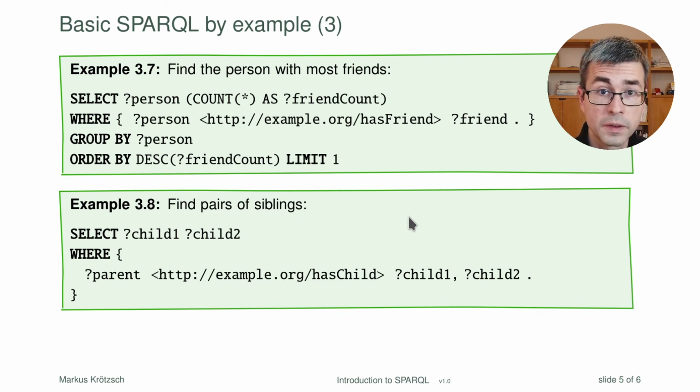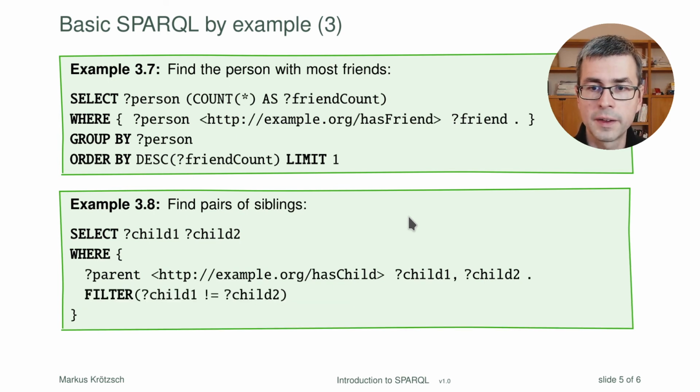If we don't want this, we can simply say so. And to do this, we would use what SPARQL calls a filter. And in this case, the filter is very simple. We would just say that child 1 is unequal to child 2. And this would require that only solutions where this is satisfied, where this is true, will be returned.